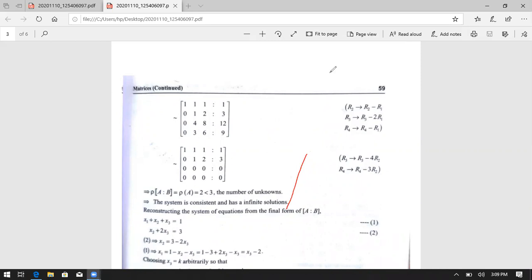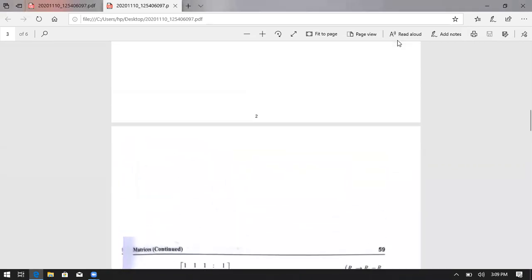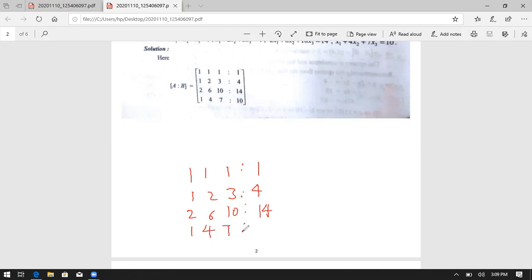Okay, see here, we take the row operation, first R2. What is the R2? I write here: 1, 1, 1, 1. Next 1, 2, 3, and 4. Next 2, 6, 10, and that is the 14. Next, last equation: 1, 4, 7, and 10. This is the rank of the augmented matrix, that is the A of B.